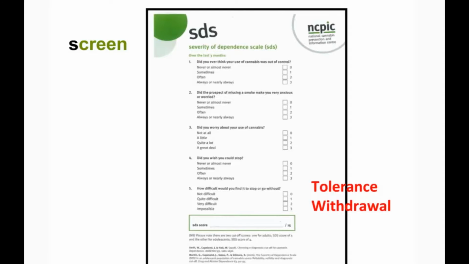So by prefacing the SDS, you're more likely to get an honest answer because he can understand that perhaps there is some tolerance happening, there is some withdrawal, and hopefully he will be able to answer it a bit more truthfully. Now, as far as our Dave is concerned, he answered sometimes to, did you ever think that your use was out of control? Did the prospect of missing the smoke make you anxious or worried? Sometimes. Did you worry about your use of cannabis? Sort of. Did you wish you could stop? Sometimes. And how difficult do you think you could stop or go without? So he answered 2 for that, and he ended up with a score of 7.